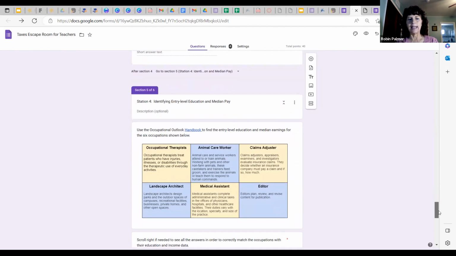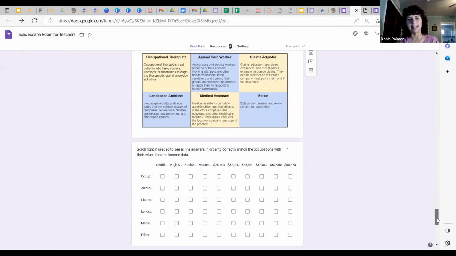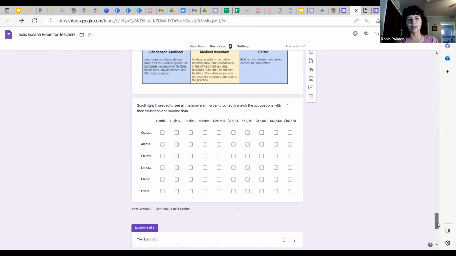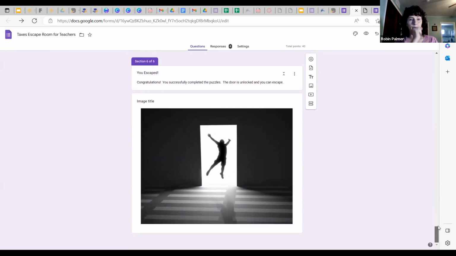And then the last one has them go out to the BLS website and look at education level and median earnings for 6 different occupations that I picked. So again, we're taking them out to a website that has to deal with taxes, because we know when we get paid, we have taxes taken out of our paychecks. They're going to match those up, and when they're done, they get this escape.